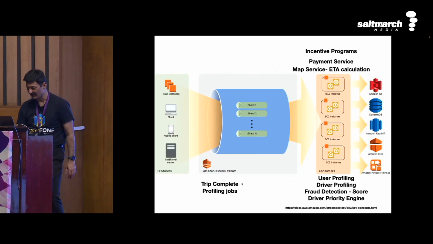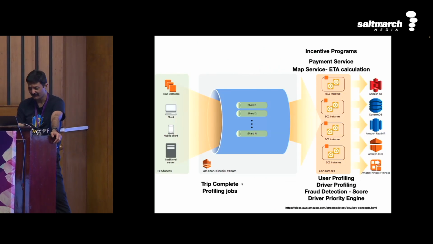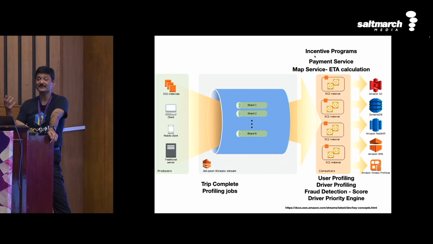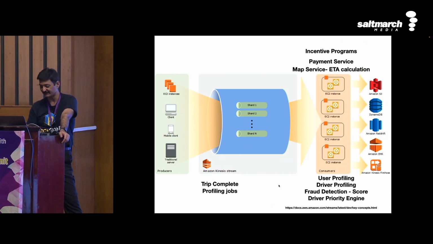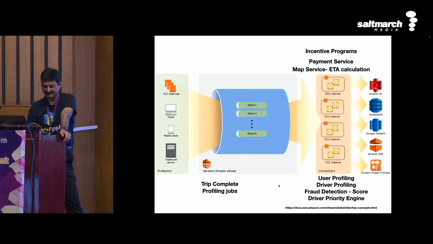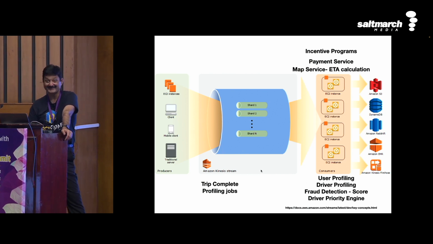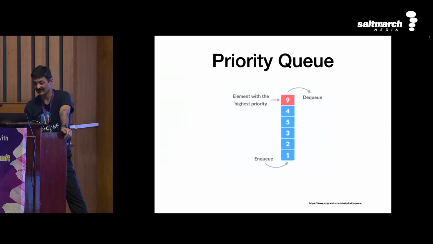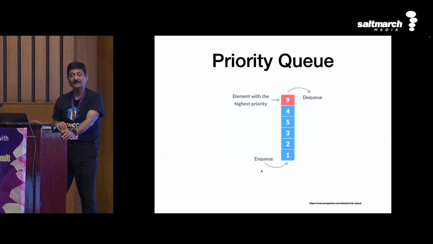So let's take a look at different services you can create. You can create an incentive program. You can create a payment service. You can create a user profiling service. So these are the multiple services which are going to consume the same data and process it. That's what you're doing.